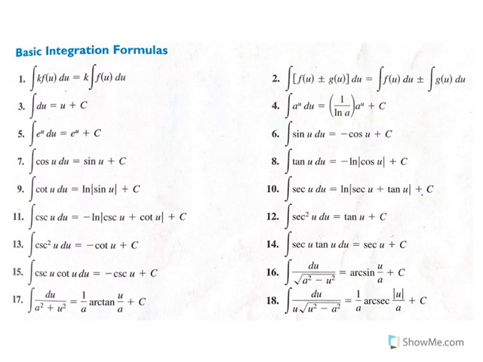These are the basic integration formulas from the inside front cover of our textbook. The one thing that I'd like to bring your attention to is rule number 8. If you have the indefinite integral of tangent of u with respect to u, then the antiderivative is negative natural log of the absolute value of cosine of u plus a constant of integration.